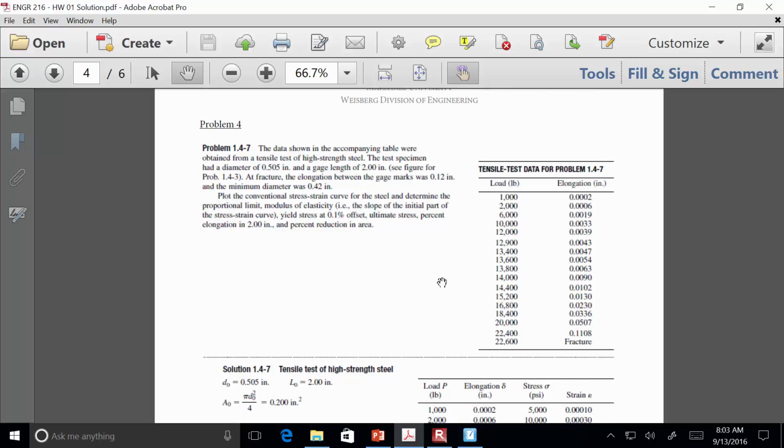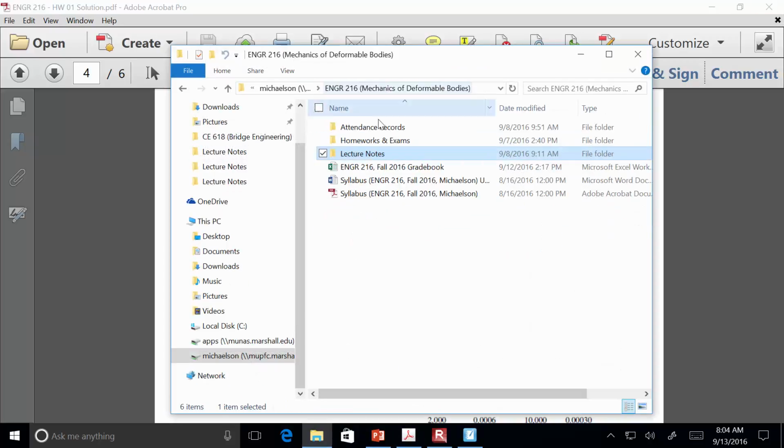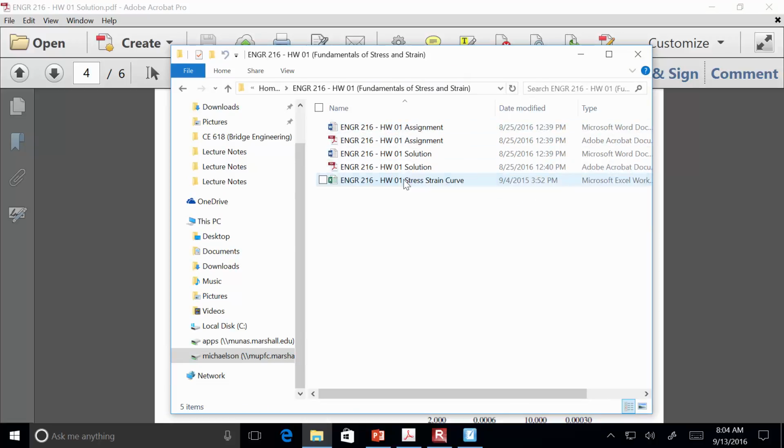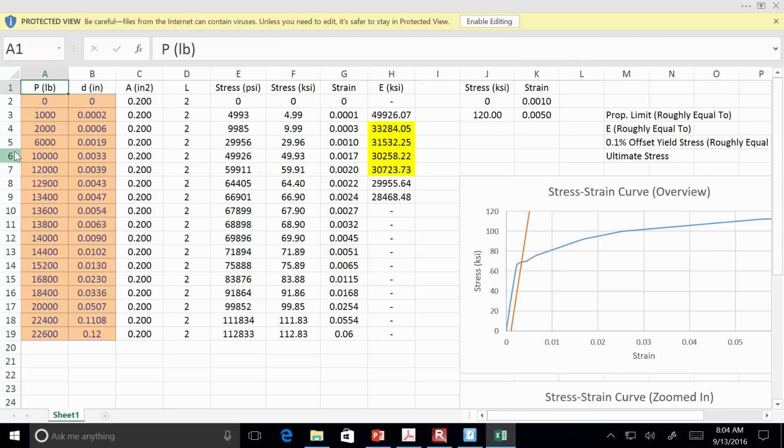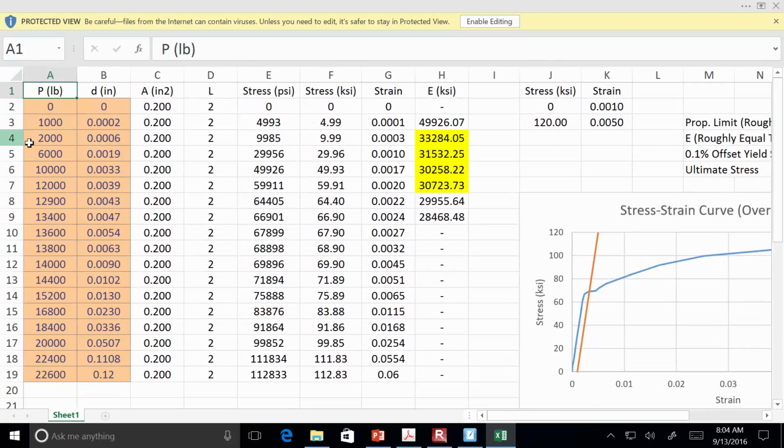So number 4, you were given a set of load and elongation data. I'm actually going to pull up my Excel sheet so that you all can see what's going on with that. All right, so here's my Excel sheet. Let me zoom in a little bit so everybody can read that. This set of orange data here on the left is what was given, the loads and the displacements. The first thing that I do is input the area and the length.